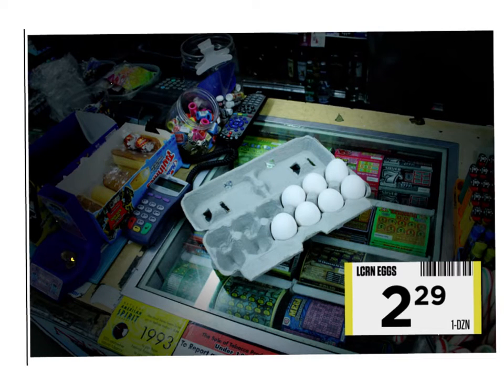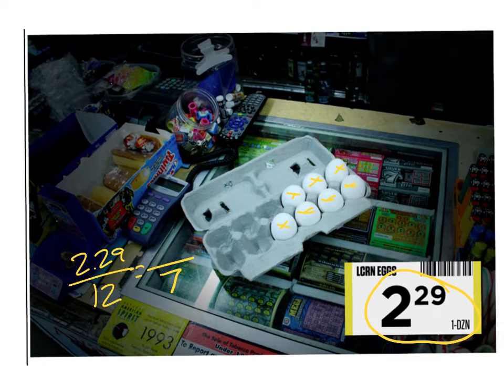Again, $2.29 for 12 eggs, 1 dozen. There it is, $2.29 for a dozen. However, we only have 1, 2, 3, 4, 5, 6, 7. Again, they would never sell that, but we're doing a math problem. So let's start out to figure out how much each egg is. So 12 times what gives us $2.29, because that's what we're going to do to the 7. So over here, we're going to do $2.29 divided by 12.